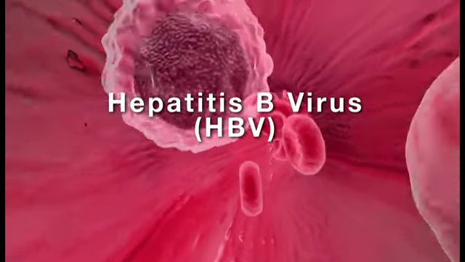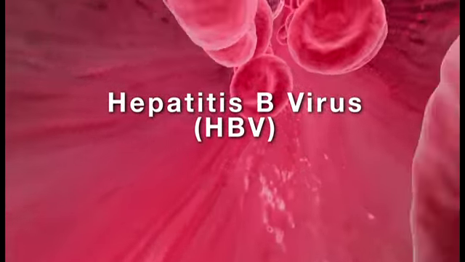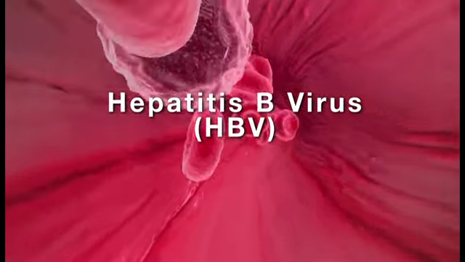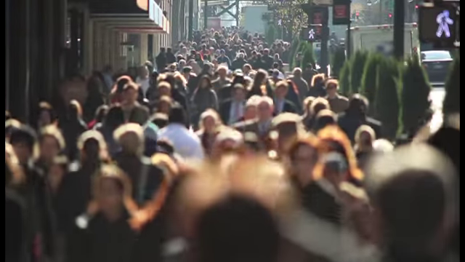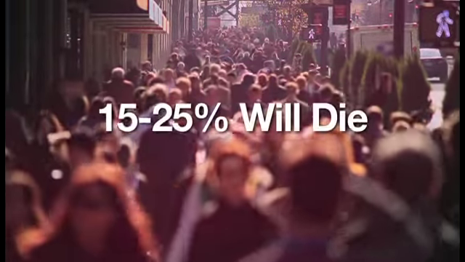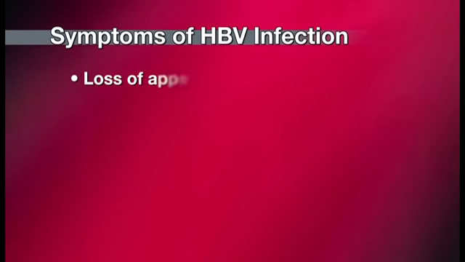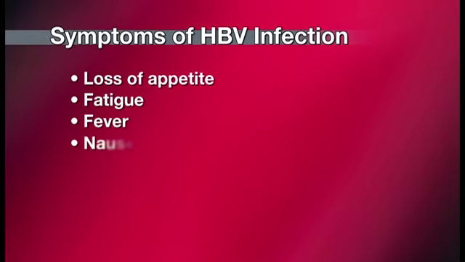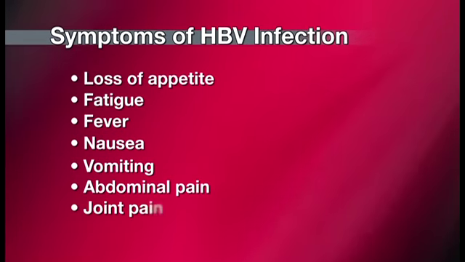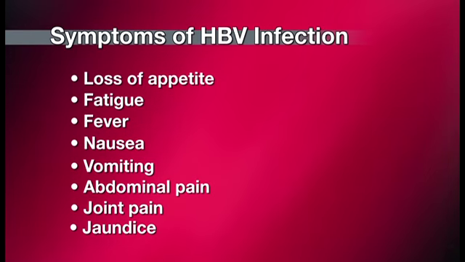The hepatitis B virus, HBV, is one of the primary causes of hepatitis, an infection that causes inflammation of the liver. Complications of hepatitis include cirrhosis of the liver, liver cancer, and liver failure. There is no known cure for HBV. In the U.S., approximately 15 to 25% of people infected with HBV will die as a result. Symptoms of HBV infection include loss of appetite, fatigue, fever, nausea, vomiting, abdominal pain, or joint pain. Jaundice, a yellowing of the skin, can also occur in a more serious phase of HBV.